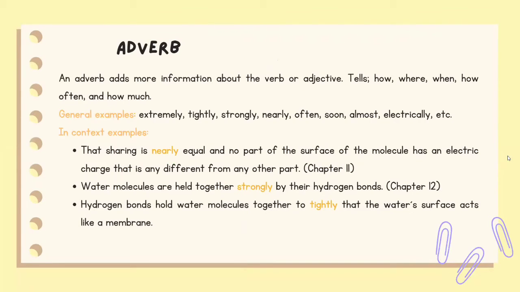Adverbs. An adverb adds more information about the verb or adjective. Tells how, where, when, how often, and how much. General examples: extremely, tightly, strongly, nearly, often, soon, almost, electrically, etc. In context examples, that sharing is nearly equal and no part of the surface of the molecule has an electric charge that is any different from any other part. Water molecules are held together strongly by their hydrogen bonds. Hydrogen bonds hold water molecules together so tightly that water's surface acts like a membrane.